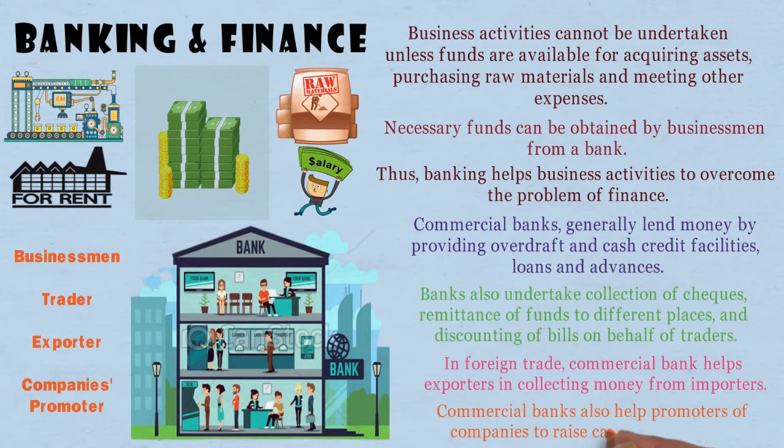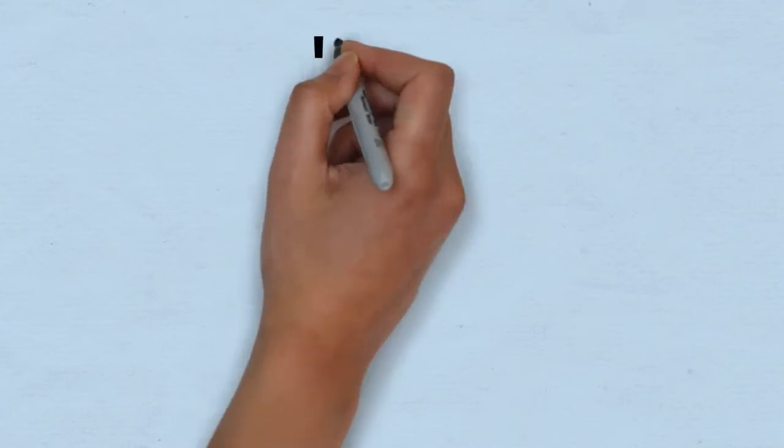And to company promoters, commercial banks help these companies to raise capital from the public, that is through IPOs, which is known as initial public offering, where you bring your company's shares to the stock market.